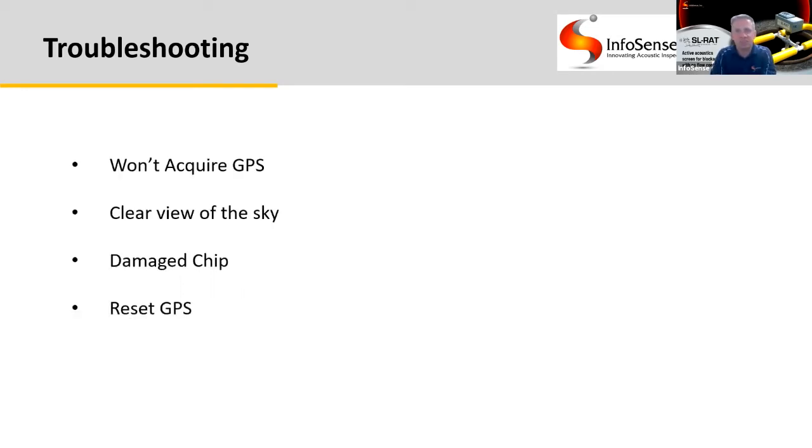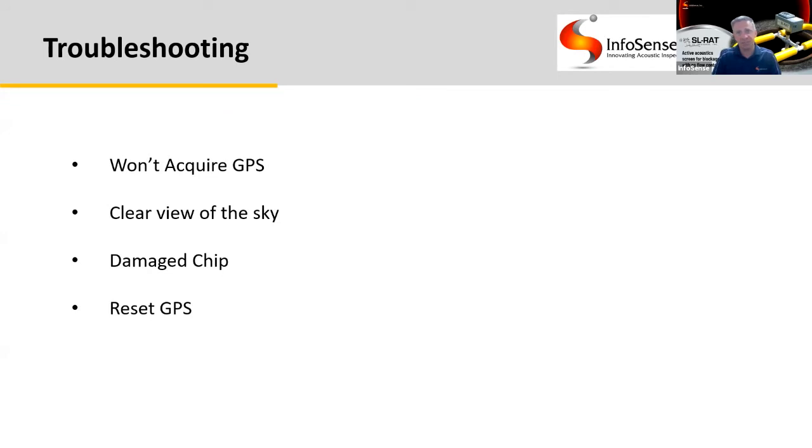GPS issues can be caused by environmental factors such as buildings, trees, heavy cloud cover, or other objects blocking the view of the sky. If you have waited 10 minutes or so trying to get GPS, you may need to move to another area that has a better clear view of the sky.